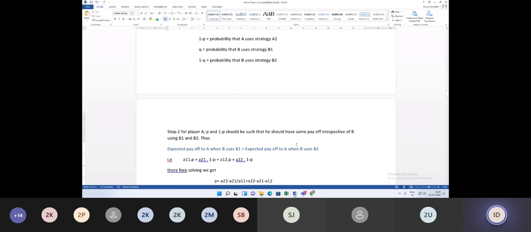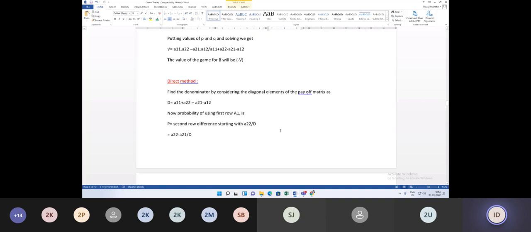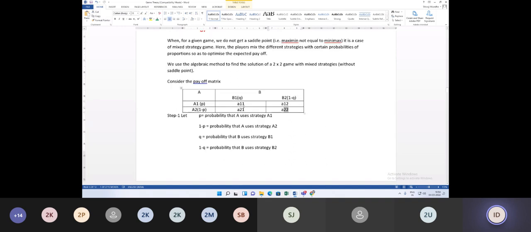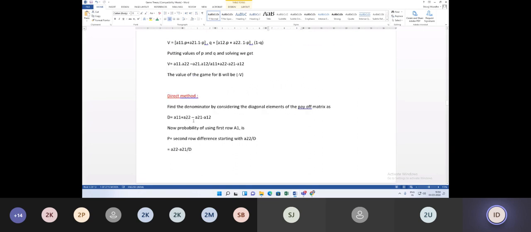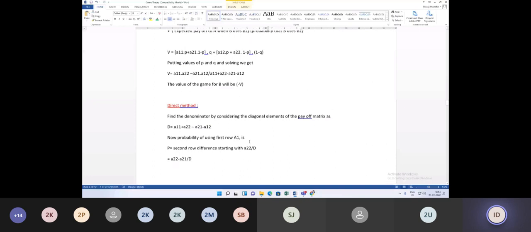Now, A11 plus A22 minus A21 minus A12. Very simple. Finish. Cross elements are taken: A11 plus A22 minus A21 minus A12. By using this, we have worked out the denominator D. Now the probability of using the first row A1: P is equal to the second row difference starting with A22.